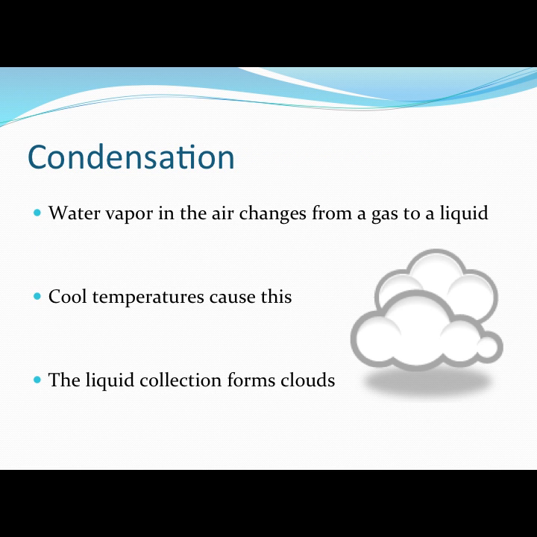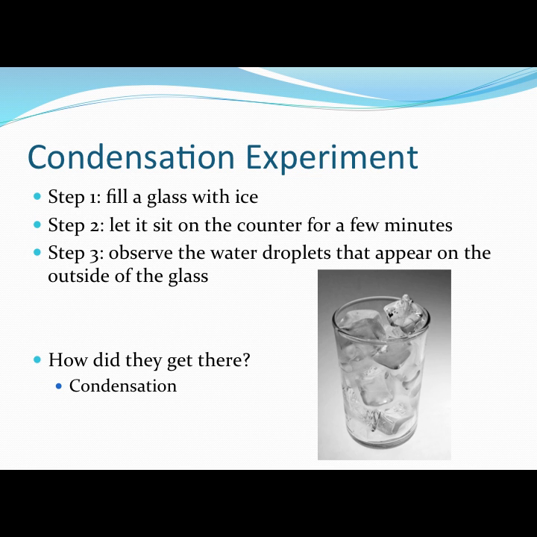The second step in the water cycle is condensation. When the water vapor in the air cools, it changes from a gas to a liquid. The liquid forms the clouds that we see every day. Condensation can also be seen in the form of water droplets on cold surfaces, such as the inside of your window in the wintertime.